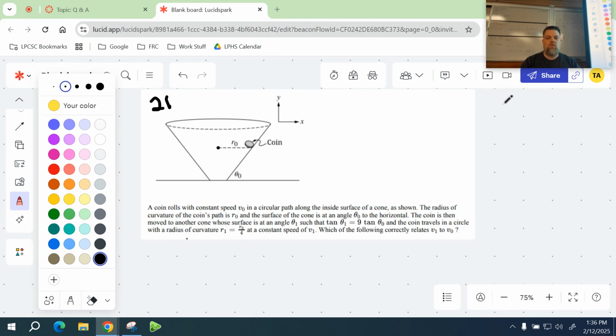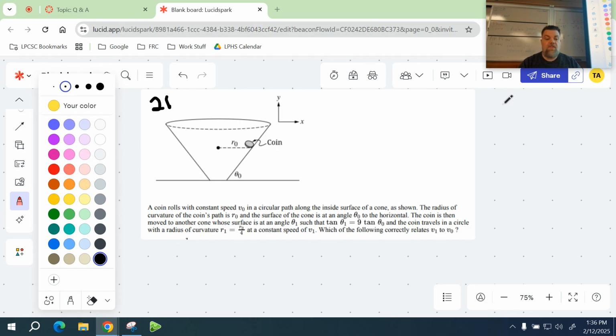So let's read this. It said a coin rolls at a constant velocity in a circular path inside a cone as shown. The radius of the curvature of the coin's path is r naught. And the surface of the cone is at the angle theta naught to the horizon. The coin is then moved to another cone whose surface is at an angle theta sub 1 such that tangent theta sub 1 is equal to 9 times tangent theta sub naught.